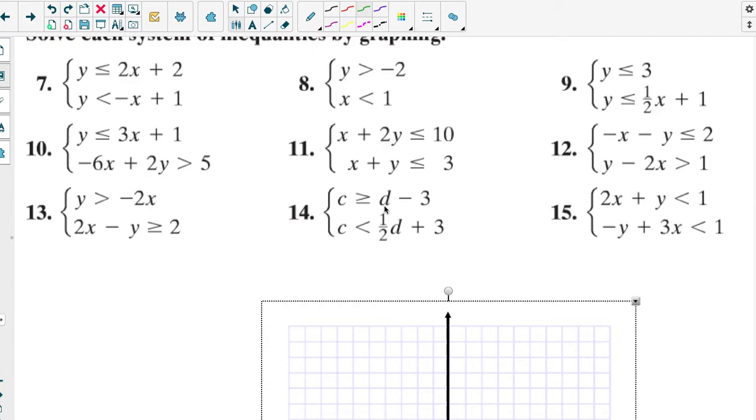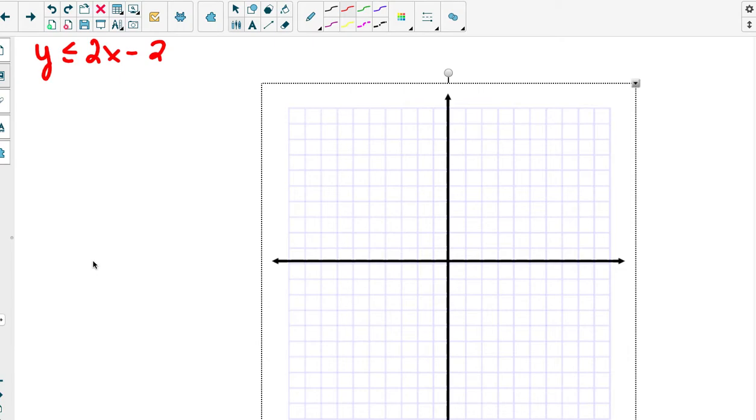Let's go ahead and pick number 7, just to keep this one relatively easy. So we have y is less than or equal to 2x plus 2. I'm going to go over to my graph, and I need to put a point at -2 because that's my y-intercept. And then my slope is 2, which is up 2 to the right 1, up 2 to the right 1. And this is a solid line.